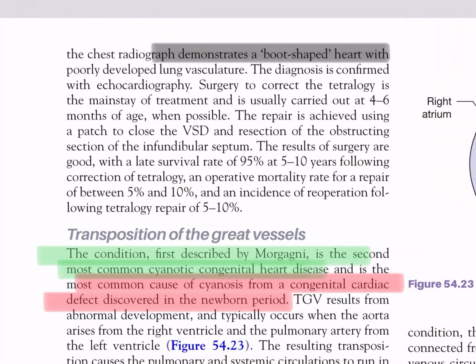Classically, the chest radiograph demonstrates a boot-shaped heart with poorly developed lung vasculature. The diagnosis is confirmed with echocardiography. Surgery to correct tetralogy is the mainstay of treatment and is usually carried out at 4 to 6 months of age when possible.